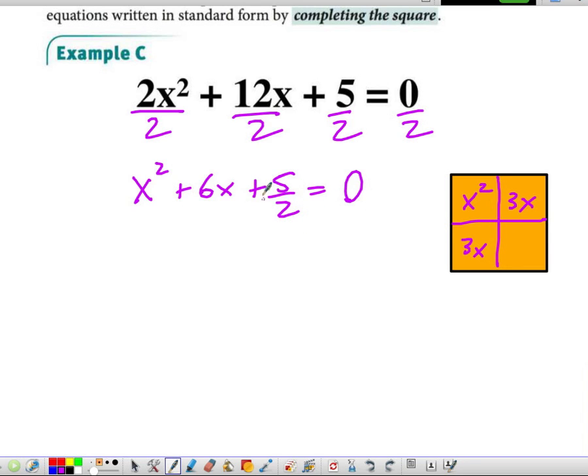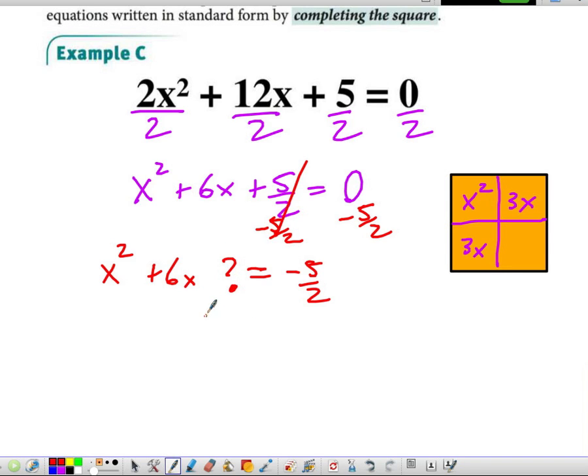Alright, simple enough. Now, is this 5 over 2 part of my diagram? No. We need to move this 5 over 2 to the other side. So what we're going to have is x squared plus 6x minus 5 over 2, subtract 5 over 2 on both sides, and so that is going to be equal to negative 5 over 2. Now you want to leave some space here because you want to complete the square.